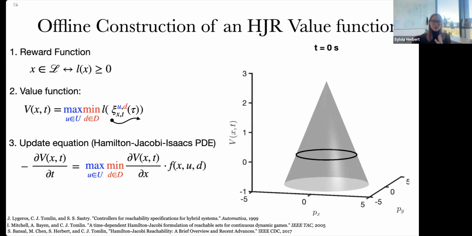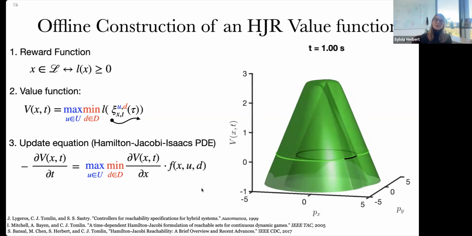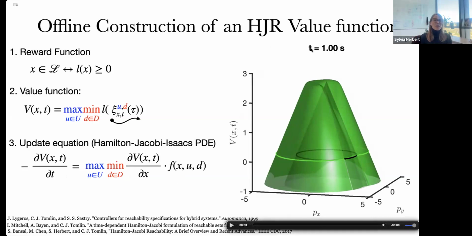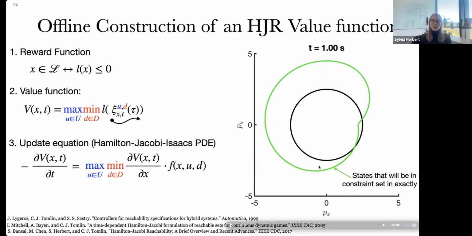This is what this looks like when we actually apply this. So now I'm doing this dynamic programming backwards in time for a time horizon of 1 second. Now, everywhere where this value is negative are states and time states from which within 1 second you cannot reach your constraint set. Everywhere where this is positive are states from which you can reach your constraint set. This is because it indicates states for which at the end of the time horizon, you will have a positive reward. So if we just slice this at 0, we can look at all of the states that will be in your constraint set in exactly 1 second.